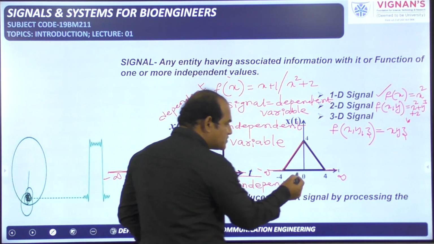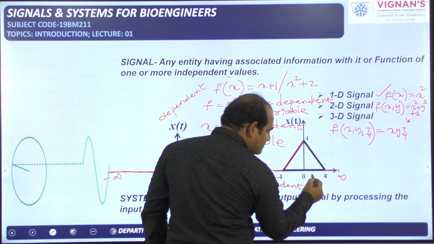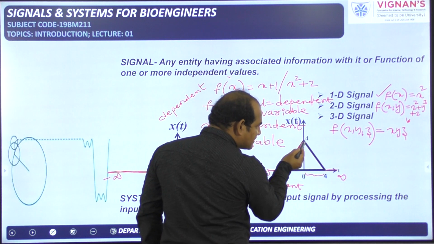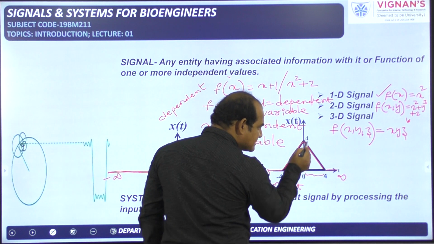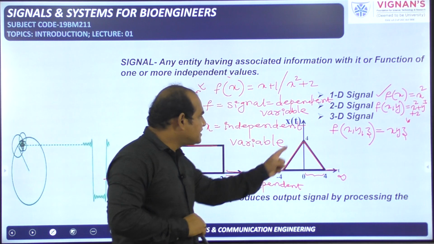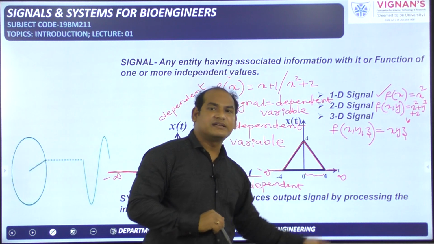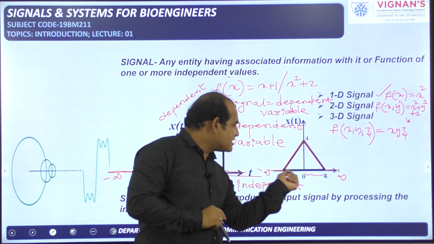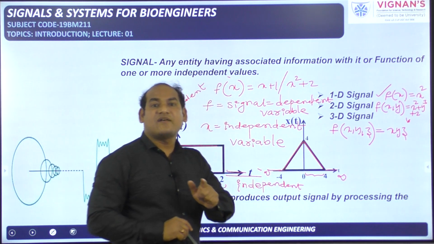Okay, and from 0 to 4, what is happening? As time is increasing from 0 to 4, the slope of this particular signal is decreasing. When the amplitude is decreasing as time is increasing, that is having the negative slope. When time is increasing, if the amplitude is increasing, that is having the positive slope.